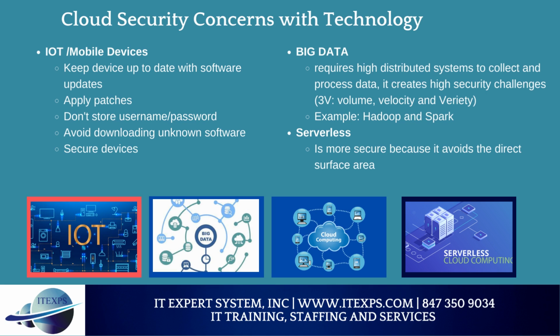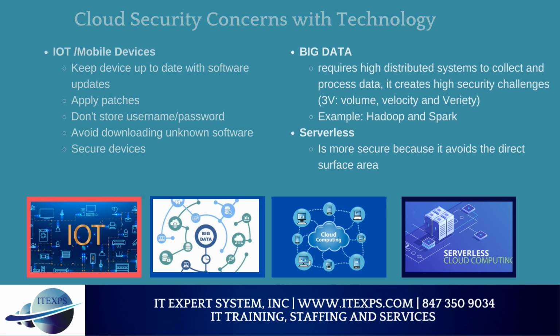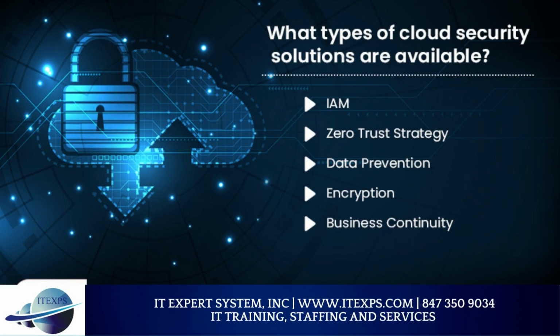Big data requires highly distributed systems to collect and process data. It creates high security challenges. The 3 Vs stand for volume, velocity, and variety. Examples: Hadoop and Spark. Serverless is more secure because it avoids the direct surface area. What types of cloud security solutions are available?